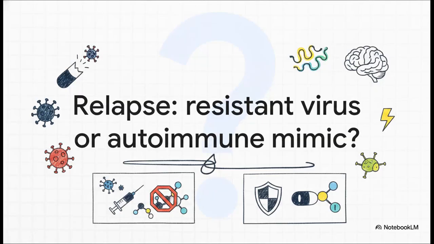Which leaves us with this final, provocative scenario. When an HSV patient successfully finishes their 21-day acyclovir course, begins to improve, and then suddenly crashes with new psychiatric symptoms, seizures, or movement disorders, are you treating a resistant virus? Or are you looking at a new autoimmune mimic? Because if you blindly assume it's acyclovir resistance and just hammer them with more antivirals instead of checking the CSF for autoantibodies, you are going to completely miss the true diagnosis. The mimic requires immunosuppression, not antivirals.